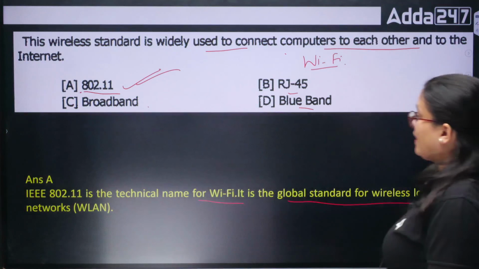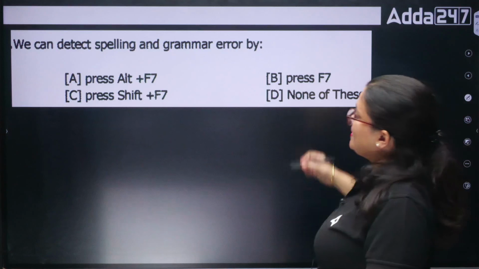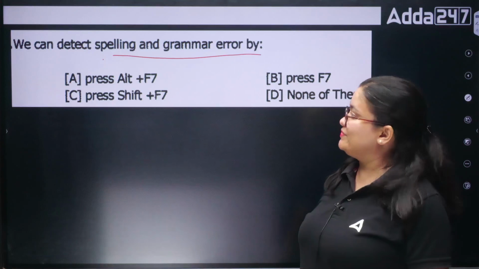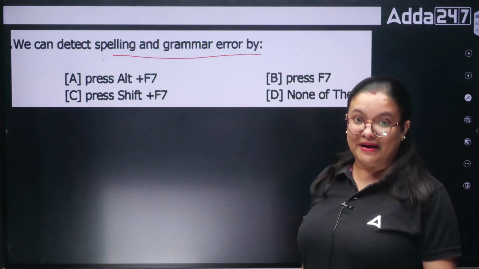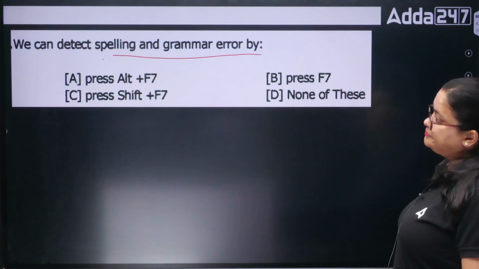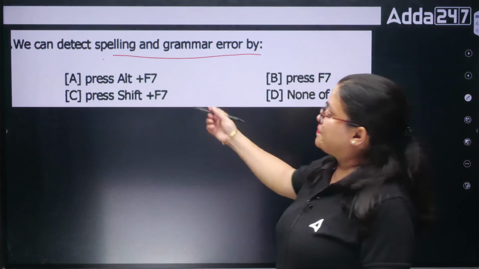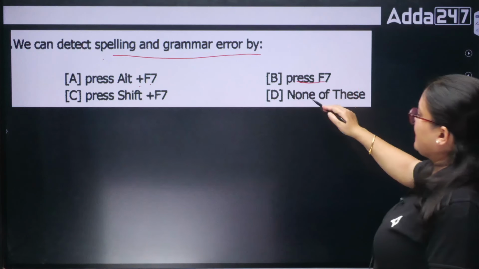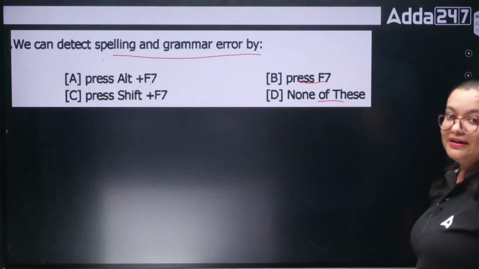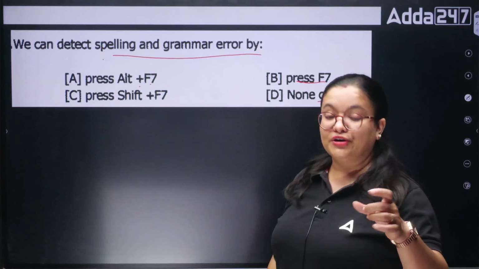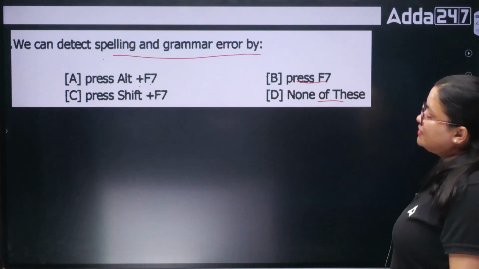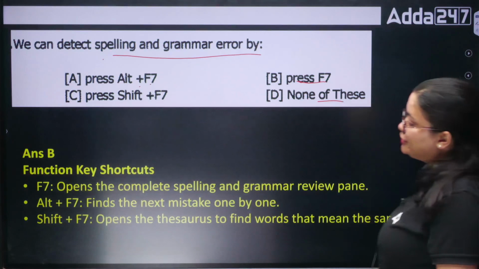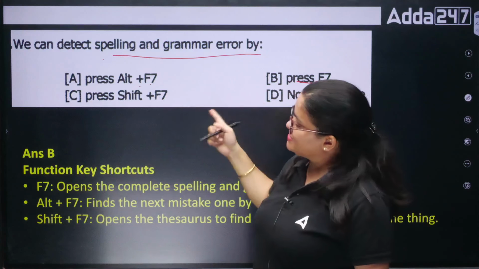Next, we can detect spelling and grammar errors by using which key? Usually F7 is used for grammar check and spell check. So amongst these, which can we use? Pressing Alt+F7 for grammar check, Shift+F7, only F7, or none of these? Whenever we talk about grammar or spelling errors, we tend to use F7. By pressing F7 we can detect spelling or grammar errors. Apart from that, there are the rest which are mentioned.